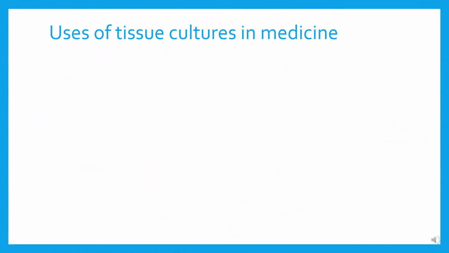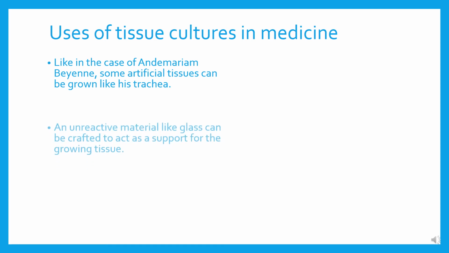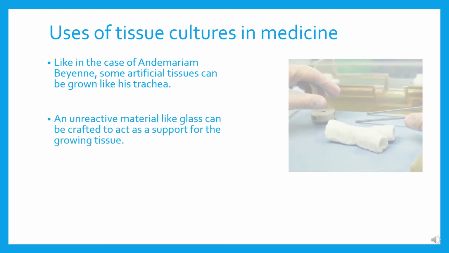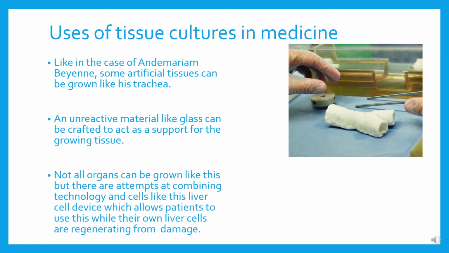Further uses of tissue cultures in medicine include, like in the case of Andemaria BN, some artificial tissues can be grown like his trachea. An unreactive material like glass can be crafted to act as a support for the growing tissue. Not all organs can be grown like this, but there are attempts at combining technology and cells, like this liver cell device, which allows patients to use this while their own liver cells are regenerating from damage.